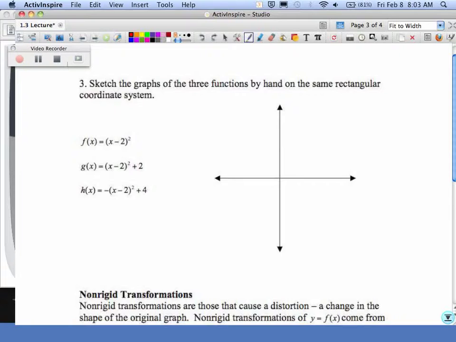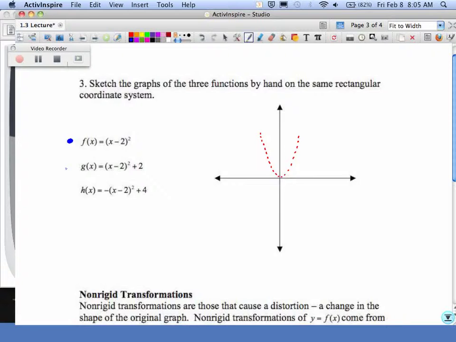Okay, so that is the original, or what we call the common function. That's what you're thinking. So I'm going to do this first one in blue. What did it do? Two to the right. So go to the right, 2. That's where your vertex would be located. And draw a U-shaped graph.